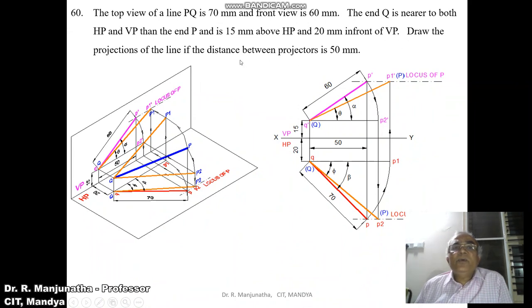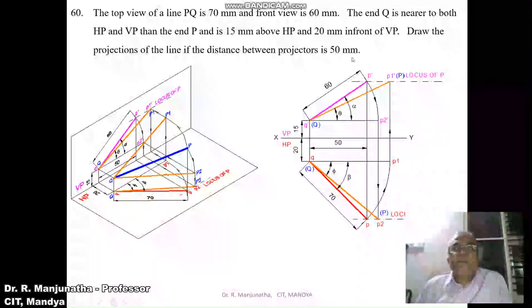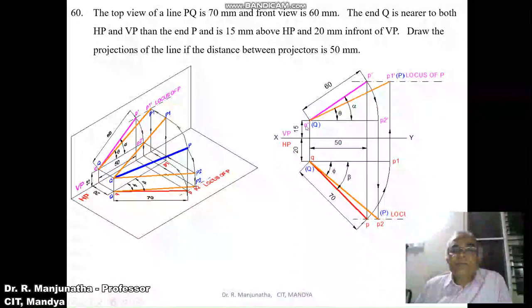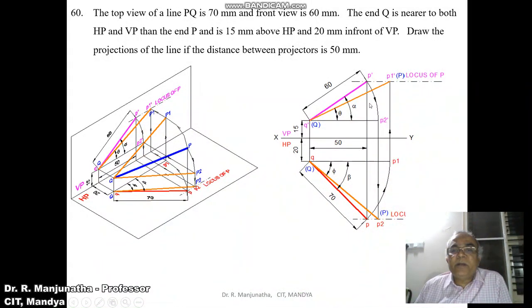Then we know that the distance between the end projectors is 50 mm. Once you have one projector here, that is the projector Q, the projector P will be at a distance of 50 mm. So from the projector Q, you measure 50 mm and draw one more vertical projector with a thin line.